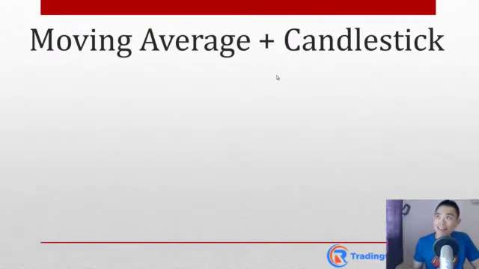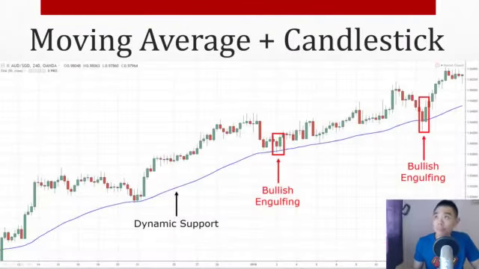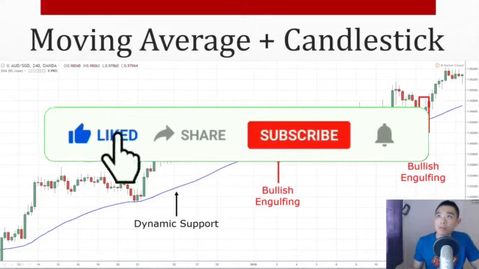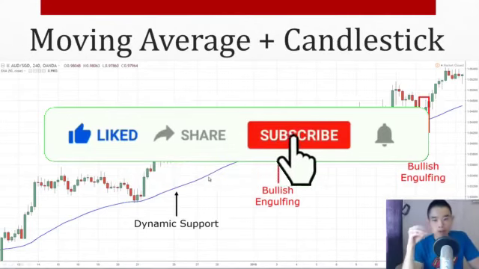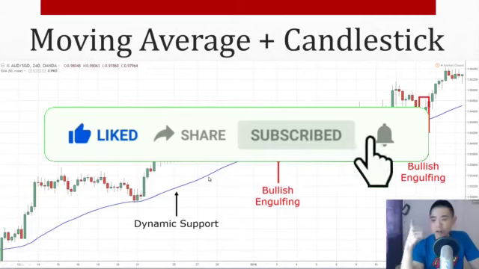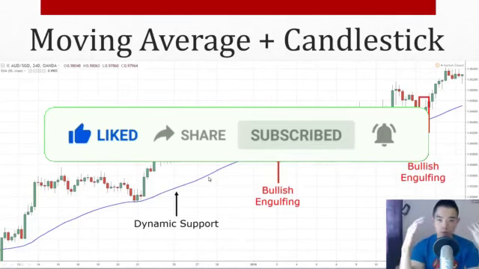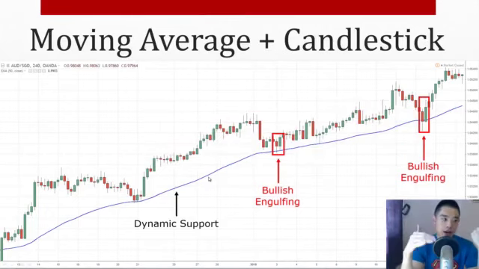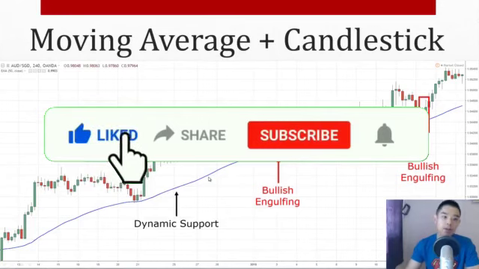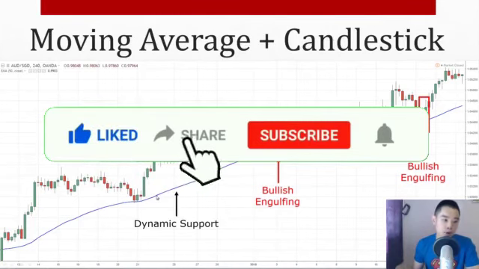Next one: moving average plus candlestick. If you recall, the moving average can do a number of things: define the trend, define an area of value. But at this point in time, I just want to point out two things to you. The moving average can help you define the trend. I don't have the 200 MA over here, but you can tell that this is in an uptrend. That's one. Number two, the moving average also helps you define this area of value over here.